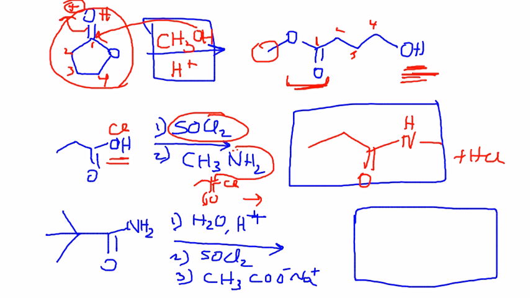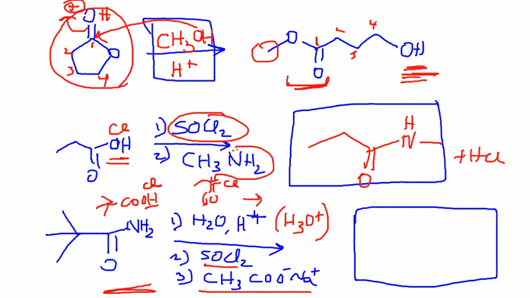The third question is, you have been given an amide, you're treating that with H2O, H+, which basically means you have hydronium ion in place. So that should hydrolyze the amide into the corresponding carboxylic acid. So the first step should give you COOH, followed by treatment with thionyl chloride. That should convert the COOH into COCl, and ultimately you have sodium acetate. That should give you the corresponding anhydride.